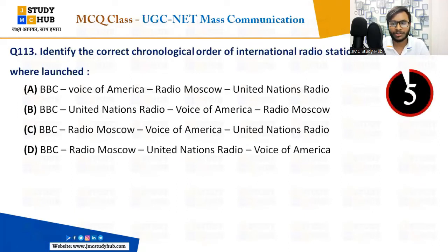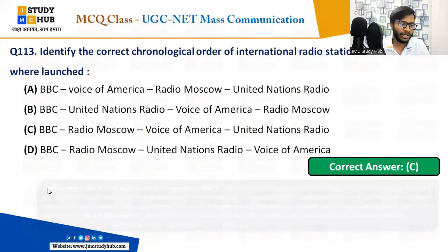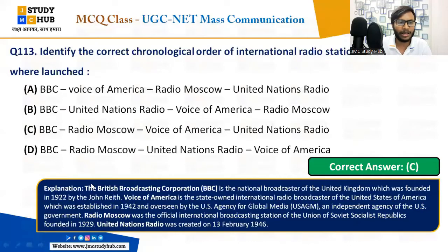International radio stations, 4 seconds more. So here the right answer, absolutely, is C. Absolutely very good. Marvelous answer. Everybody has given the right answers. Nobody has given the wrong one.